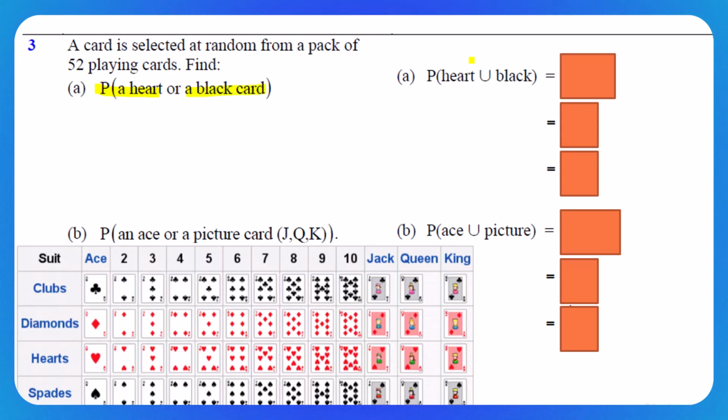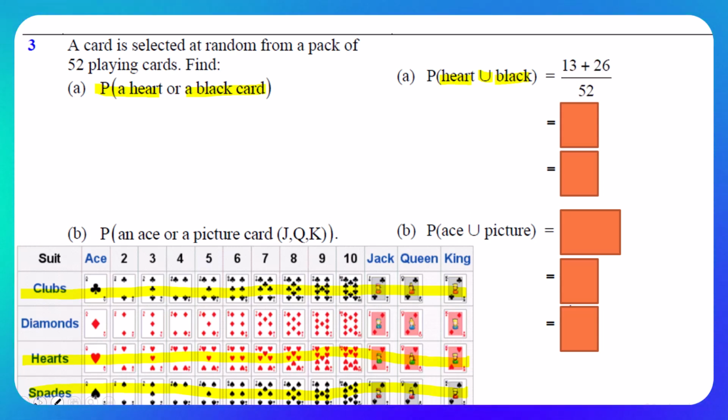Or means we're uniting those two things together, so we're going to be adding this probability to this probability. So let's count our hearts. Our hearts are a complete suit, and we have 13 cards in each suit. And then our black cards, we have clubs and spades. So let's look carefully and make sure there's no overlap. If there's an overlap, we have to take cards out, but there's no overlap.